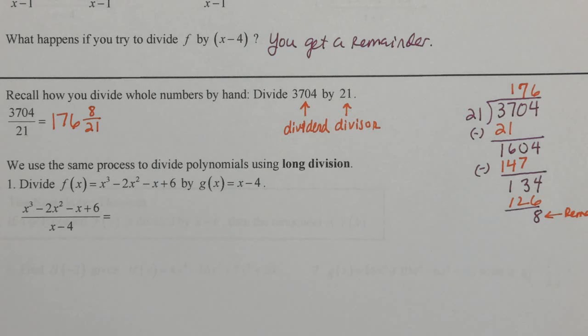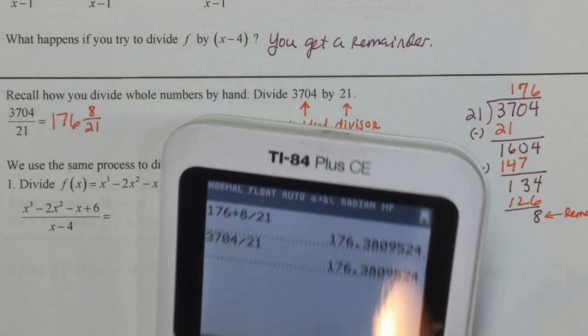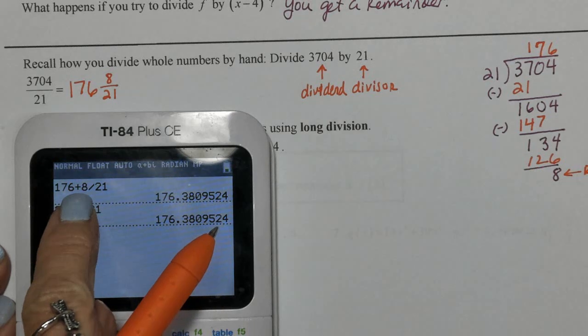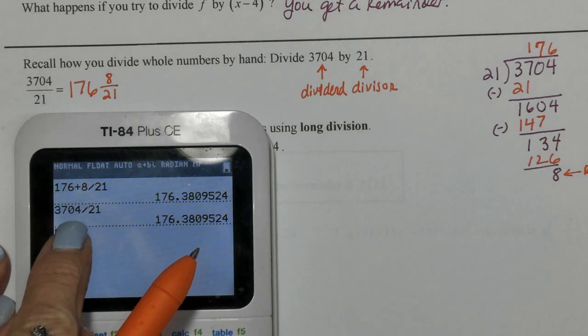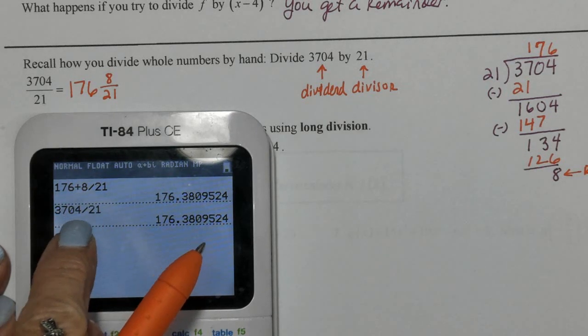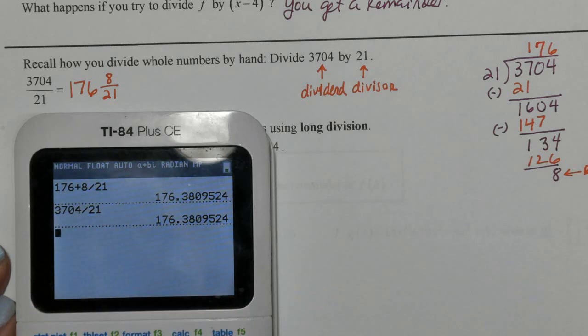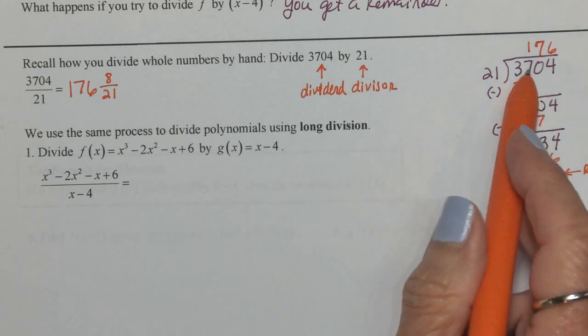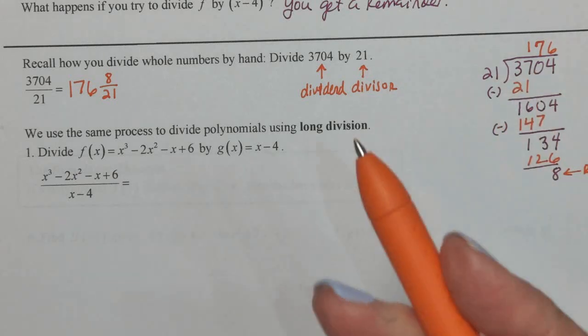So let's see. Okay, yeah, they are equal. So 176 and 8/21 is the same as 3,704 divided by 21. Same thing. Okay? So we use a similar process to divide polynomials, and it's called long division. Just like this was called long division with whole numbers.